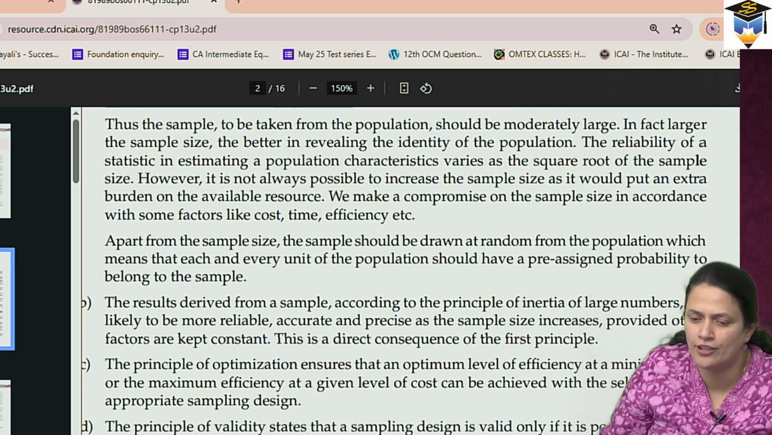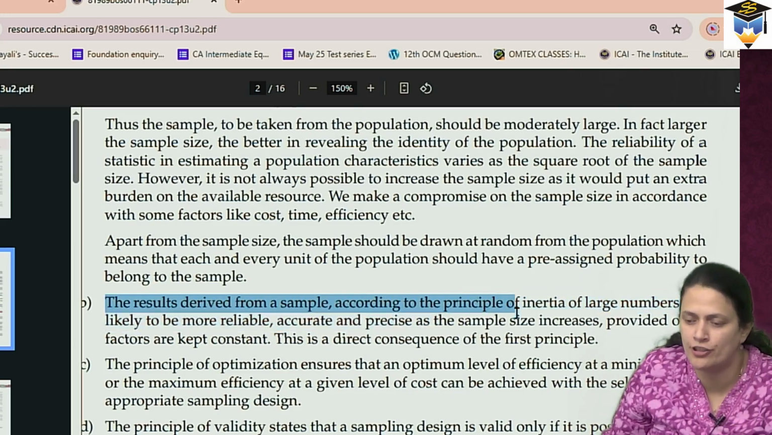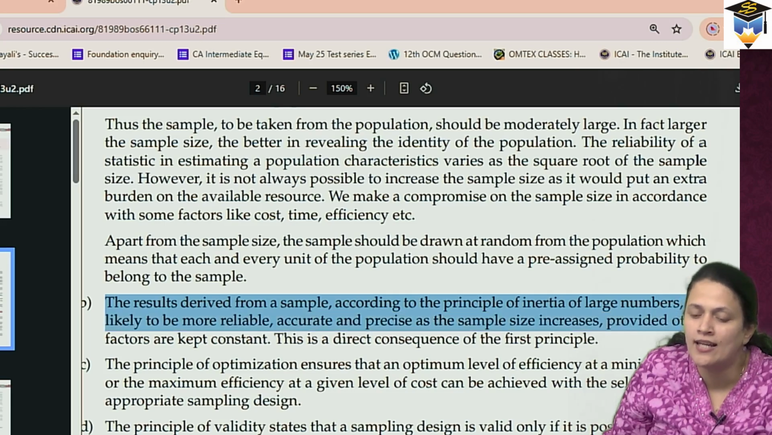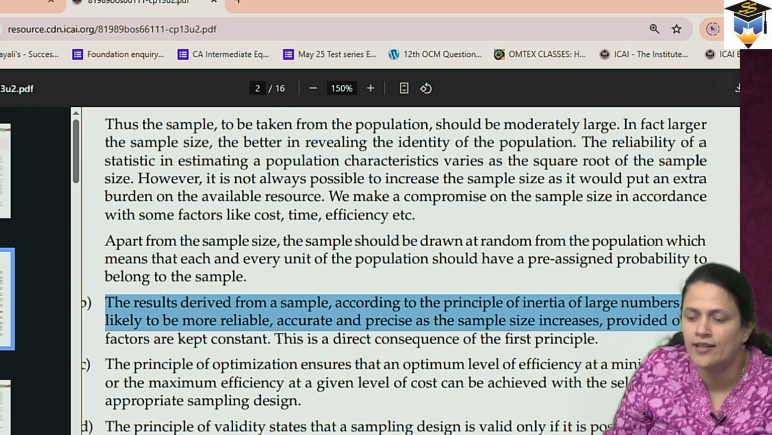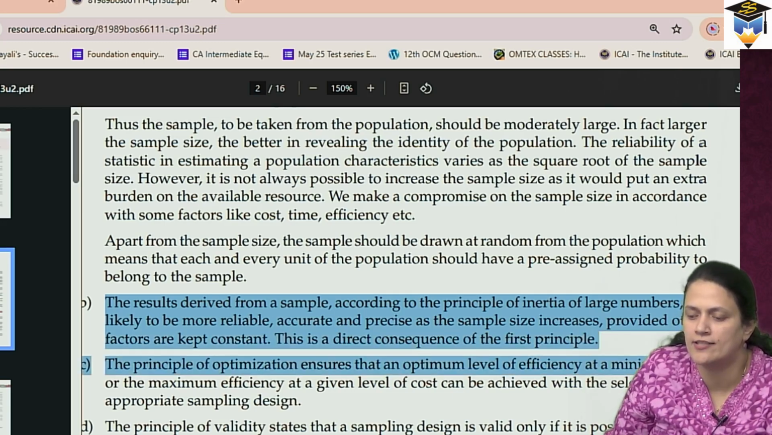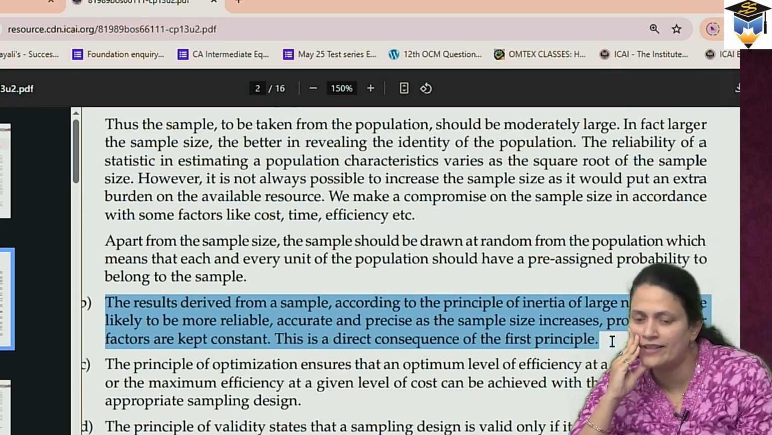Principle of inertia. The results derived from a sample according to the principle of inertia of large numbers are likely to be more reliable, accurate, precise as the sample size increases, provided other factors are kept constant. So just read this. Okay, read this point and tell me what is the principle of inertia.